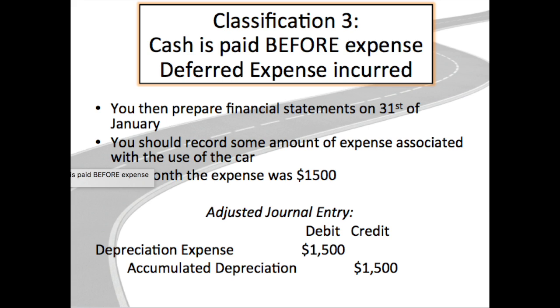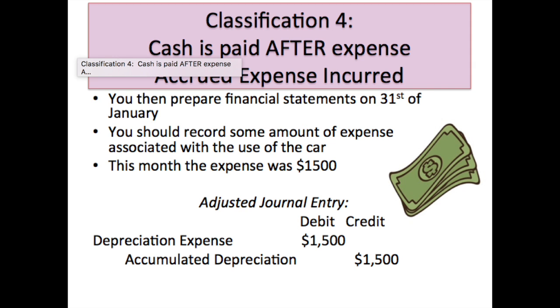You debit the depreciation expense and credit the accumulated depreciation. The accumulated depreciation amount is a contra asset, as it is only a section of the car account to therefore yield the net balance of the asset.